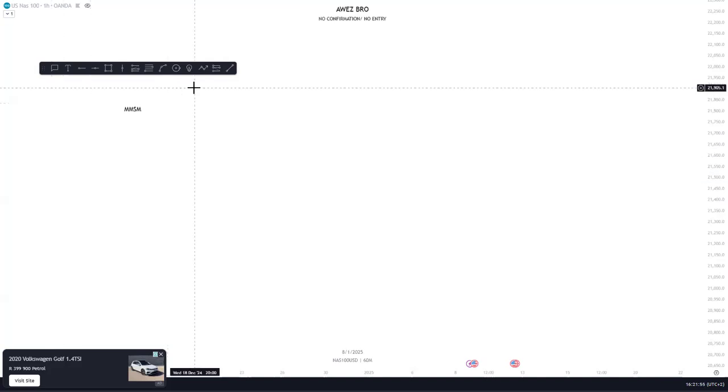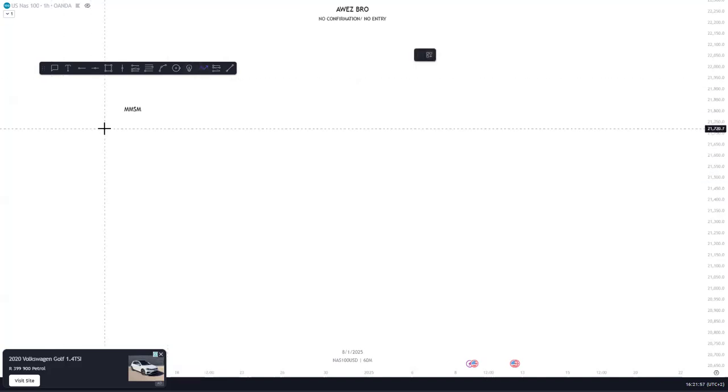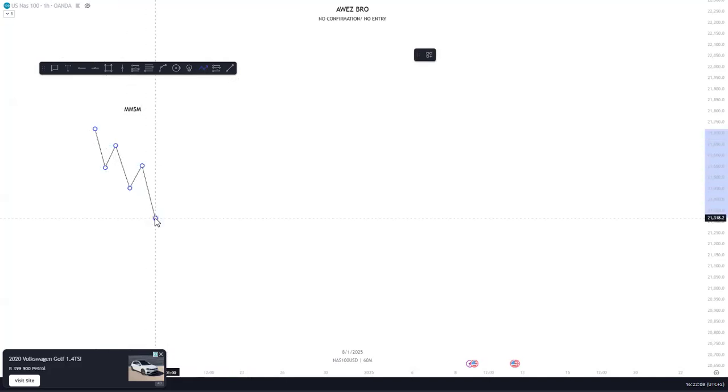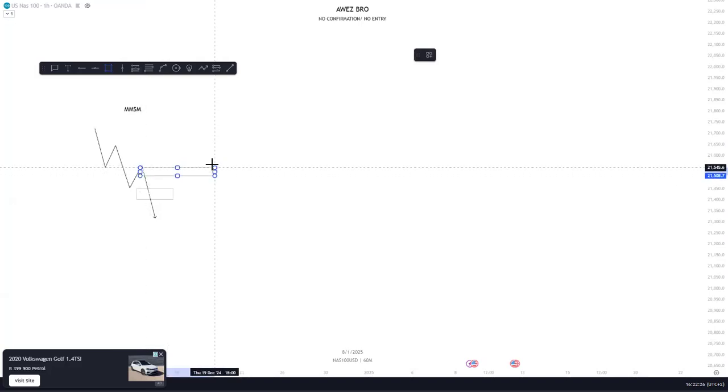Okay, market maker sell model. Let's just say on your high time frame, the market is going down like this, making a series of lower lows and lower highs. Then it leaves a point of interest, which can be a fair value gap over here, or an order block over here, or a breaker block over here.